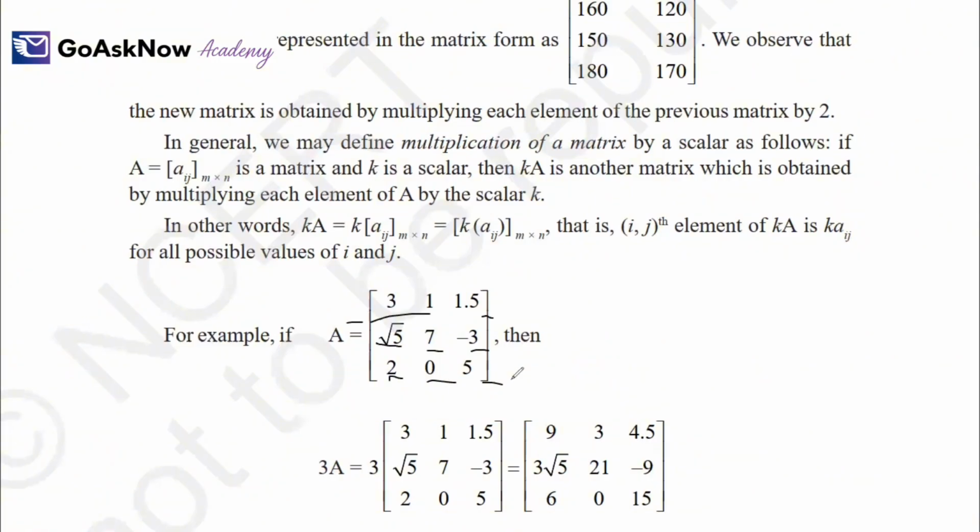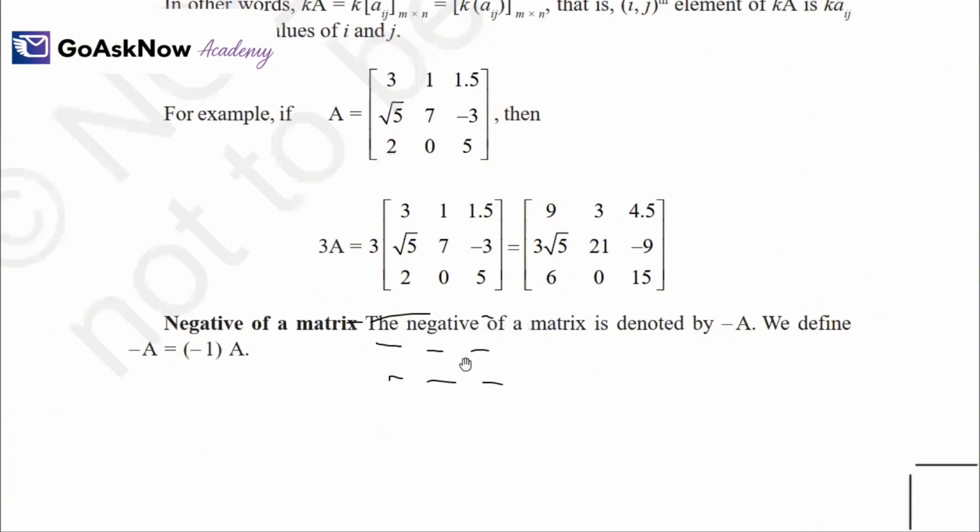Let's move further and see the next thing: the negative of a matrix. The negative of a matrix is denoted by minus A. We define minus A as equal to minus 1 times A. So if a matrix is written with a negative sign, it means that minus 1 is multiplied to each element of matrix A.